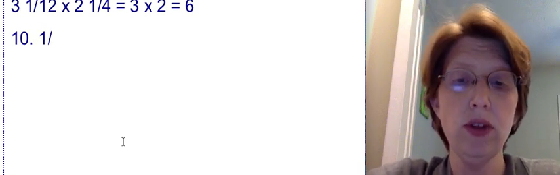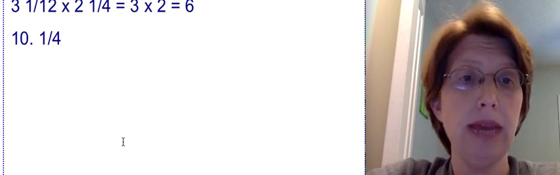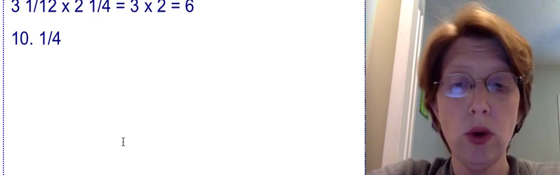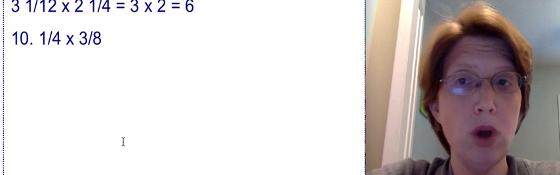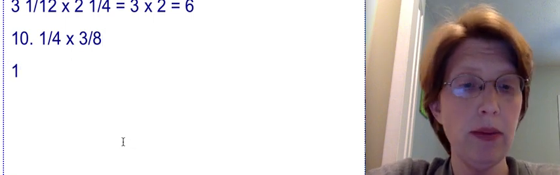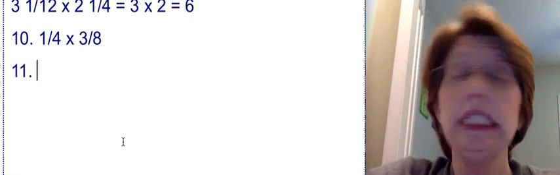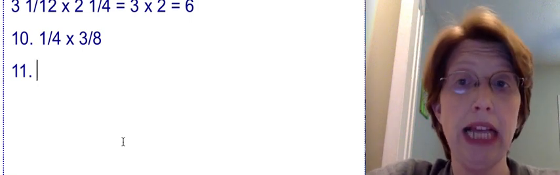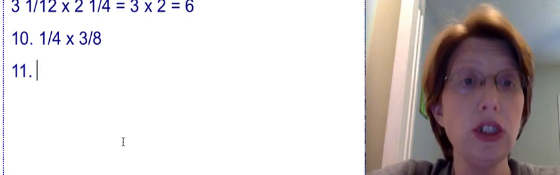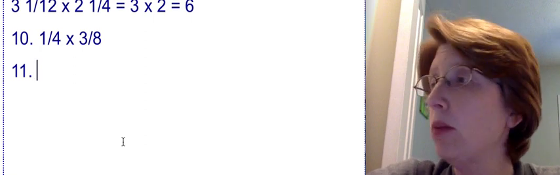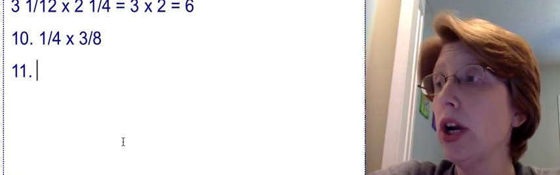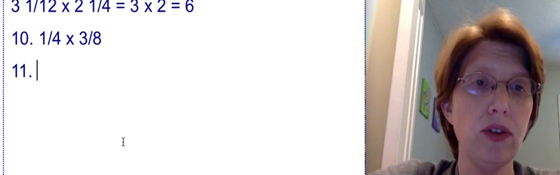So 1/4 product means I am going to multiply. So that's what I'm going to write there for 10. 1/4 times 3/8. And it didn't say to give the solution or the answer, so I'm just going to write the expression.